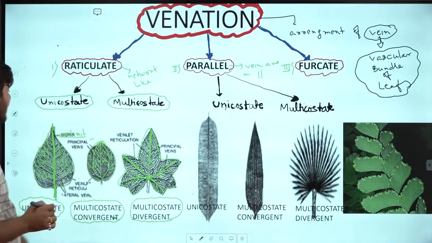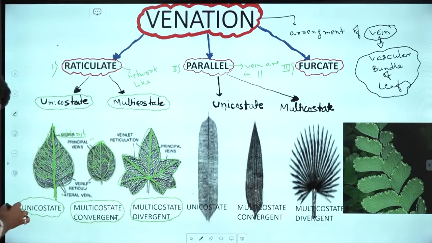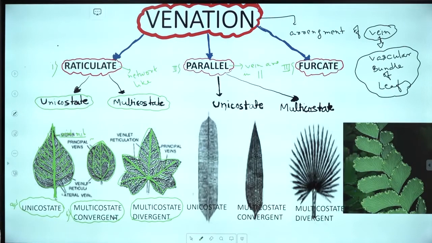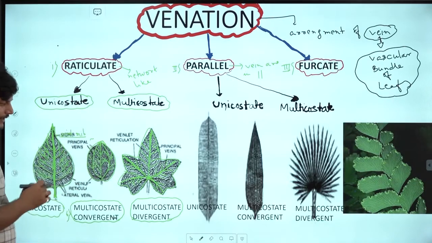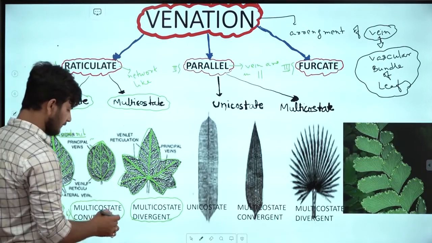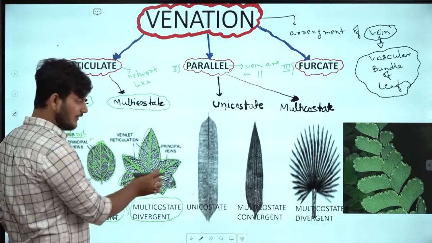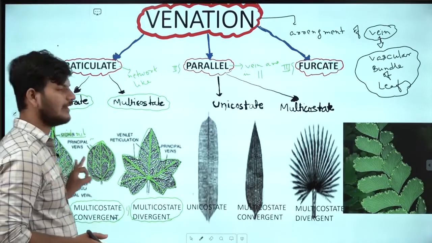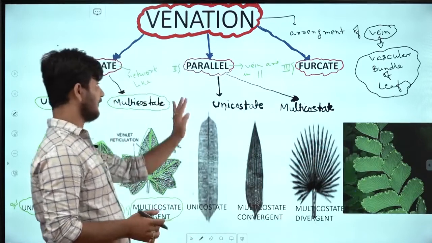This means that reticulate venation can be divided into three groups. The first is unicostate reticulate. The second is multicostate convergent reticulate venation, where the veins converge at another point. And the third is multicostate divergent reticulate venation. These three types of venation are present in the reticulate type. Let's go ahead to parallel venation.